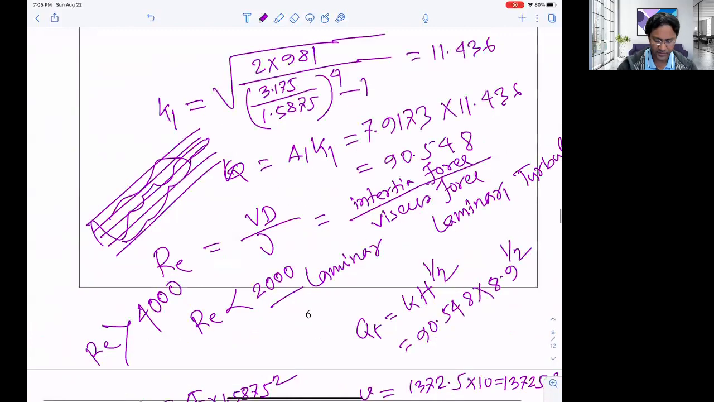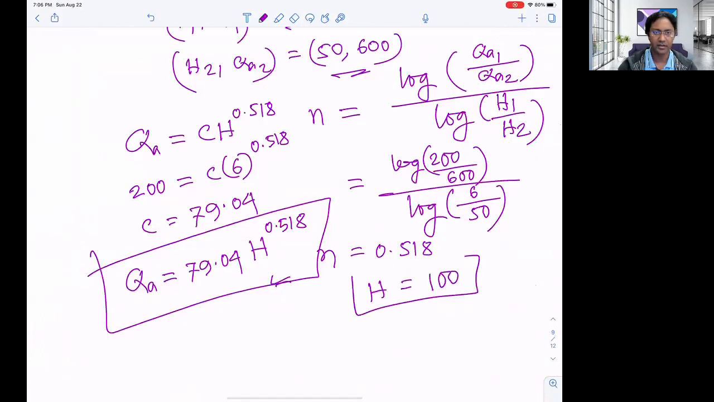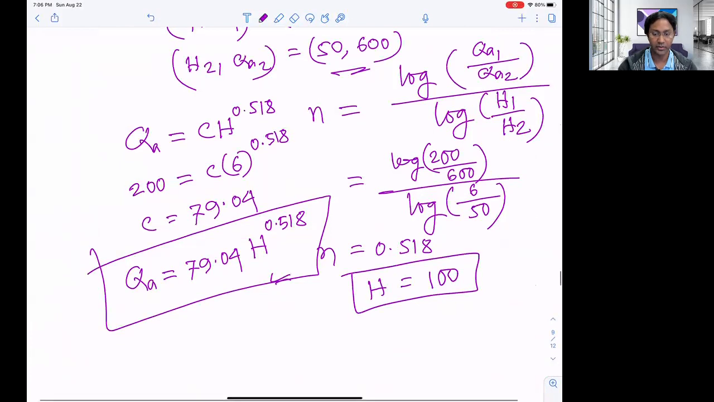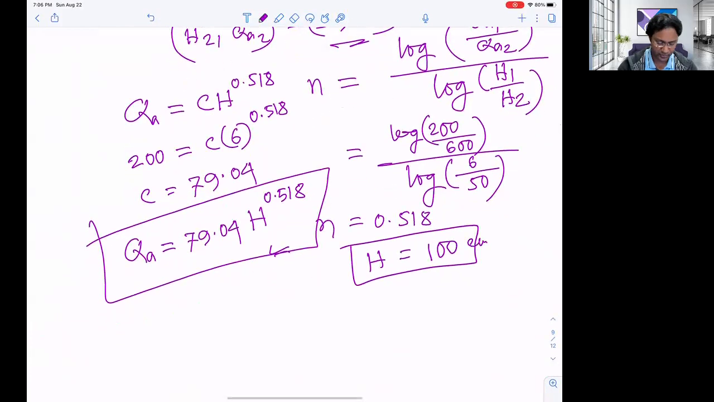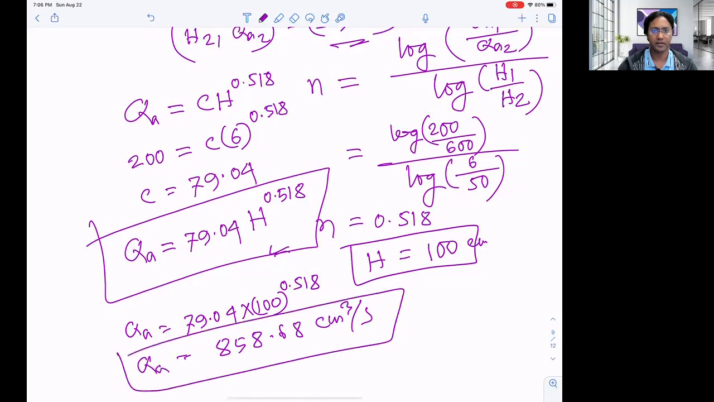For example, we have H equal to 100, the pressure differential 100. This is in centimeters. We want to know the actual flow rate. So QA is equal to 79.04 times 100 to the power 0.518, right? So I have the flow rate. It is 858.68. So that is the flow rate, in centimeters cubed per second, and this flow rate is actual. So thank you very much.